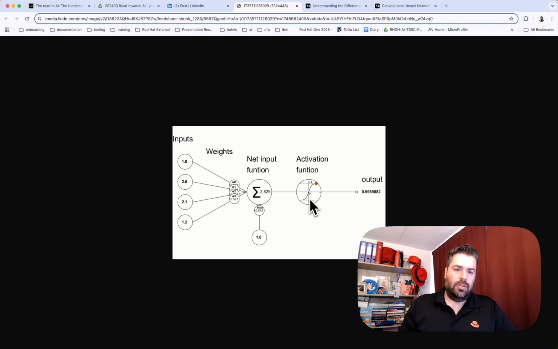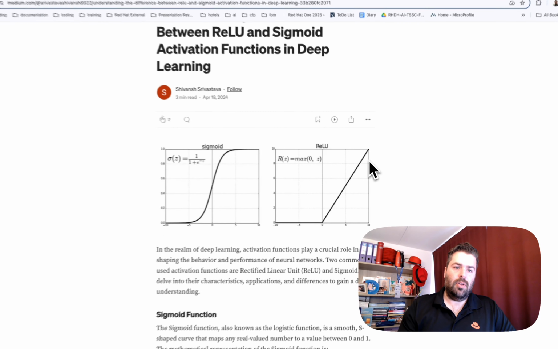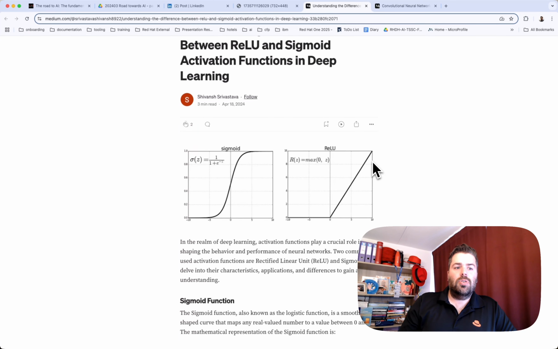I've told you that sigmoid curves are one option. Another option is, for example, ReLU curves. ReLU is one of the most common activation functions and can help the network ignore irrelevant information, for example, negative values. So these are two options for the activation function.